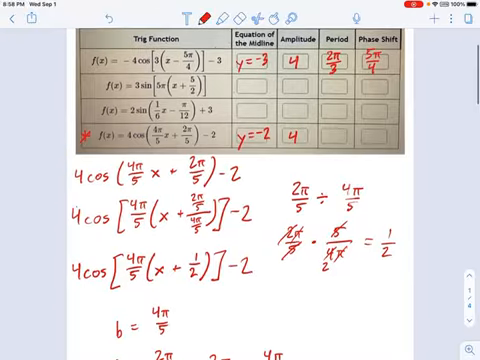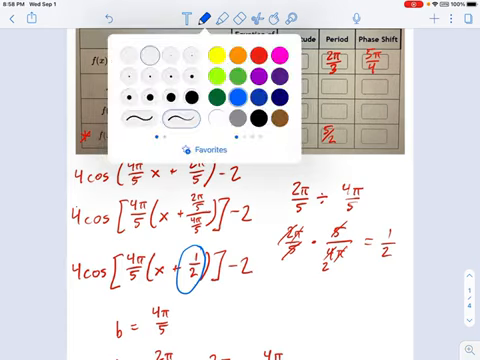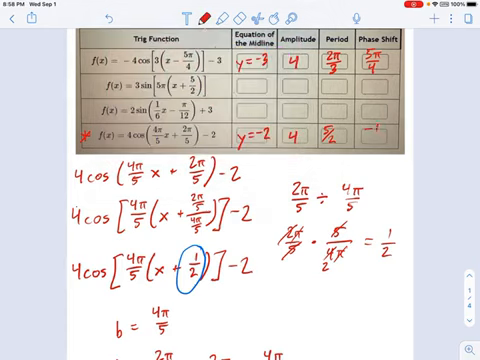So we put that 5/2 in here. And now all that's left is the h, the phase shift, which in this case, fortunately, is easy because we did the work already. We factored out that GCF, and we can say that the phase shift on this one is negative 1/2. Don't forget that sign flip.